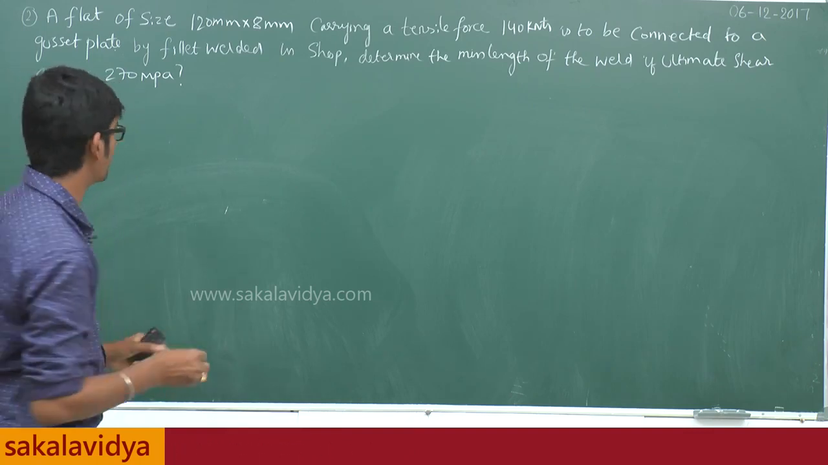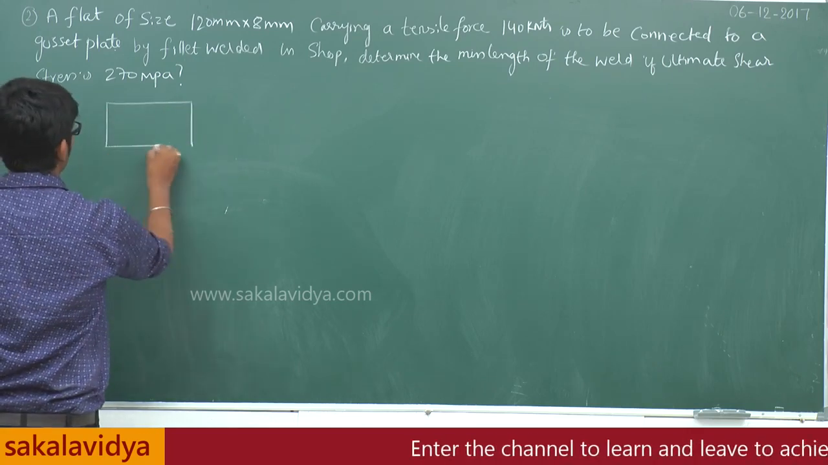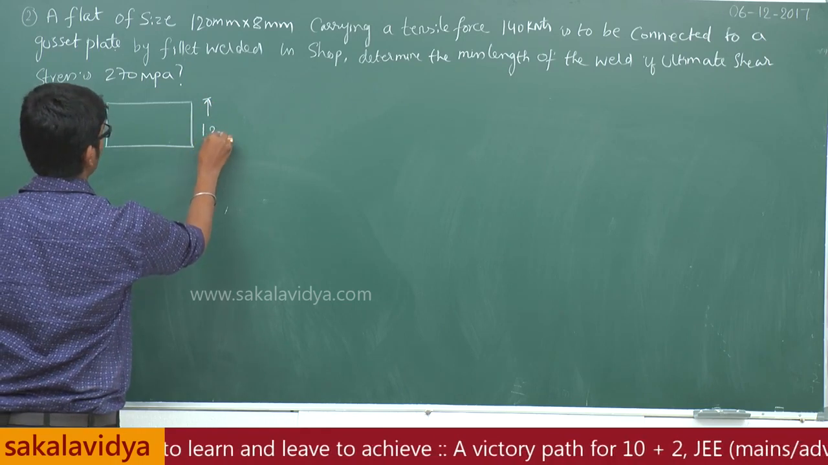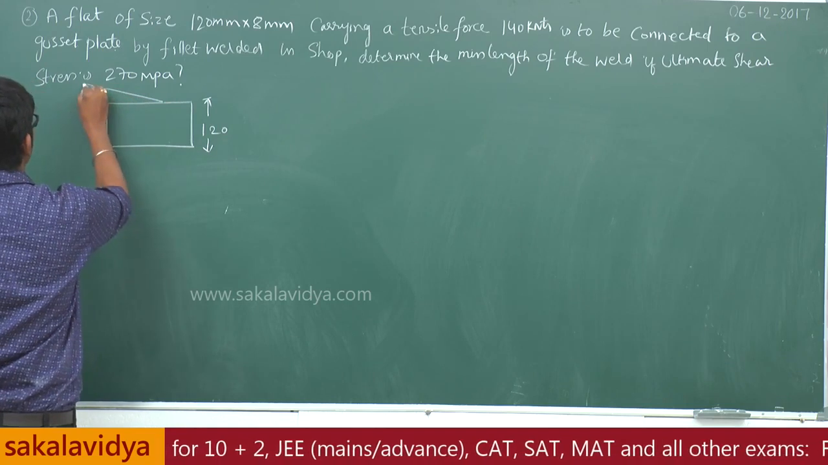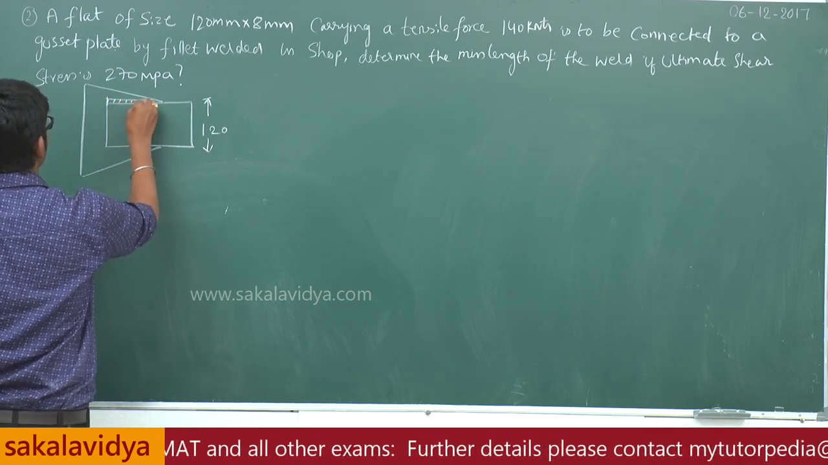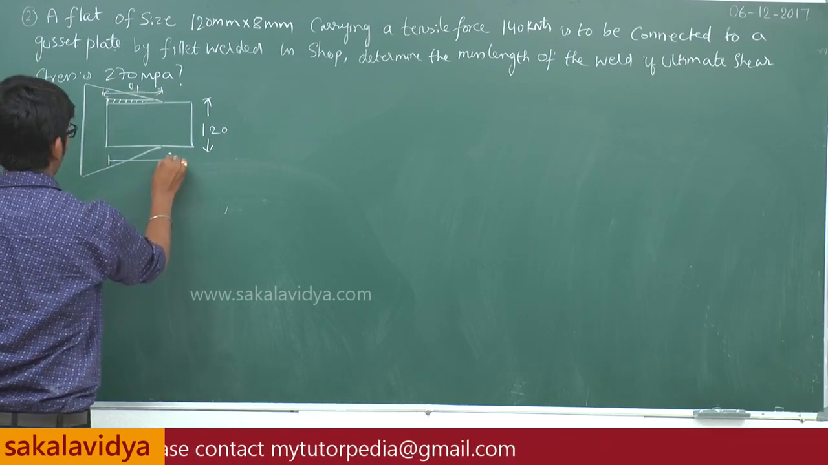So let us sketch the diagram for this. This is a flat or a plate with width of 120 mm and thickness 8 mm, which is connected to a gusset plate. We don't know what length we need to weld. Let this length be L1 and this length be L2.